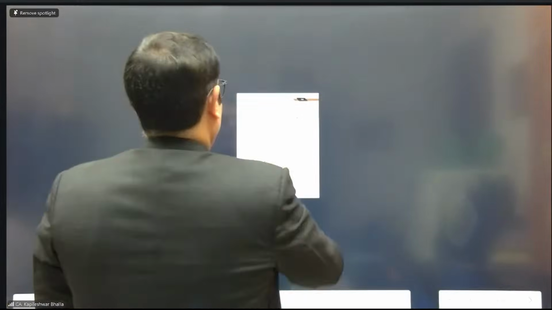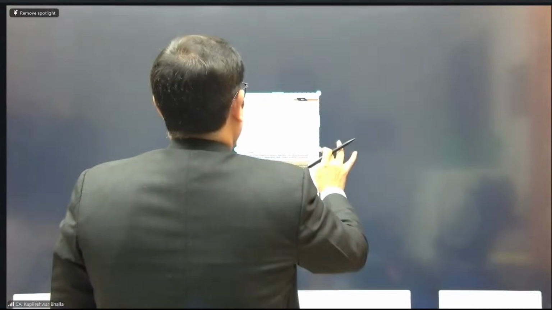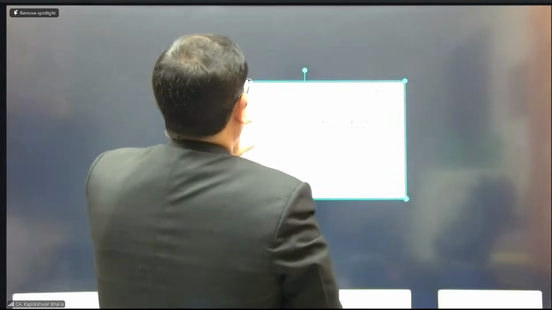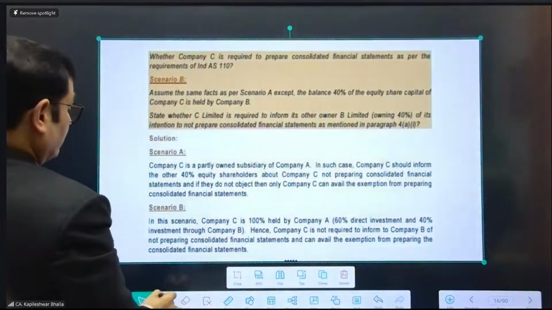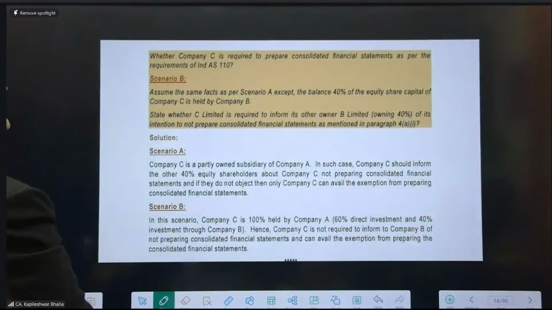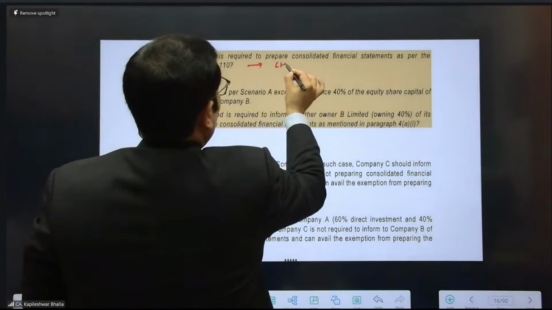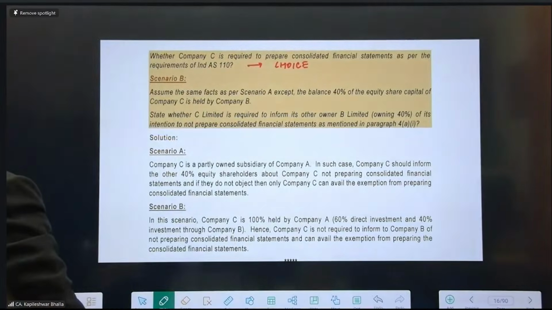So let's go further. In this particular case, where company C is required to present consolidated financial statements as per Ind AS 110, we can say he gets a choice. If all the four conditions are met, he gets a choice. Okay, now let's go further.